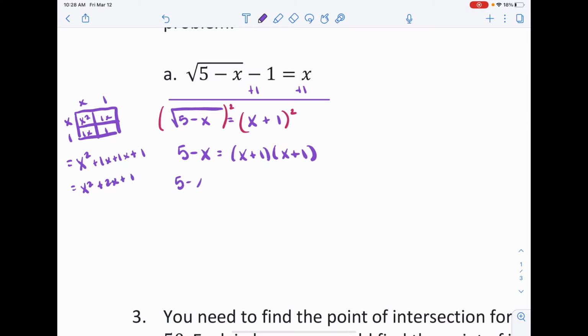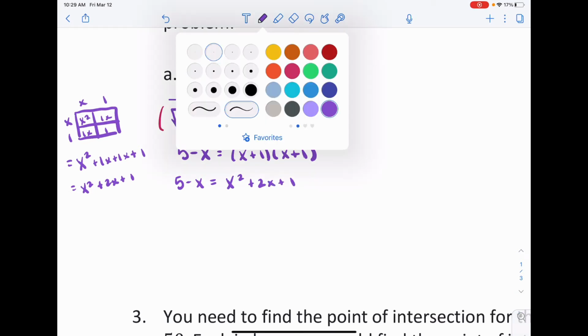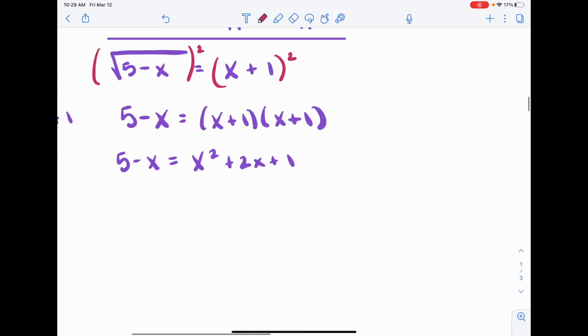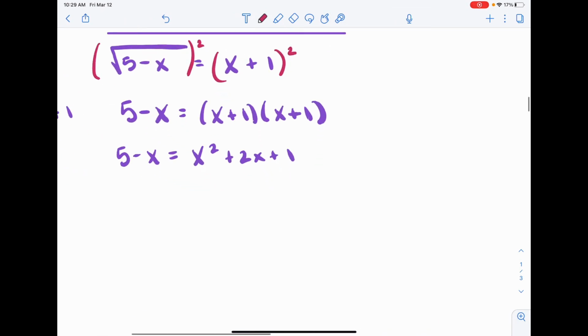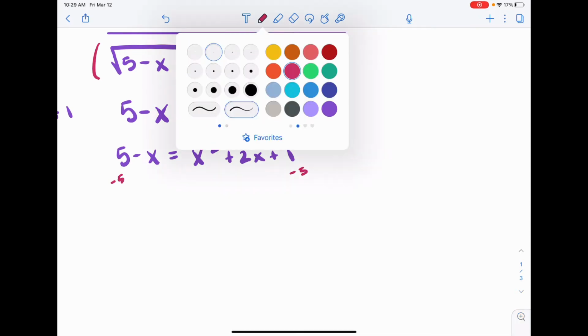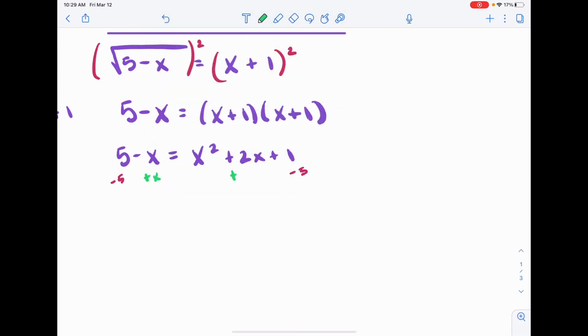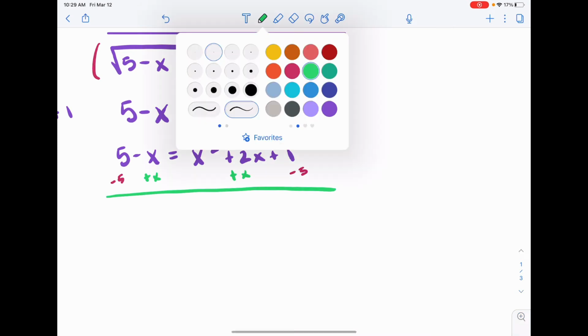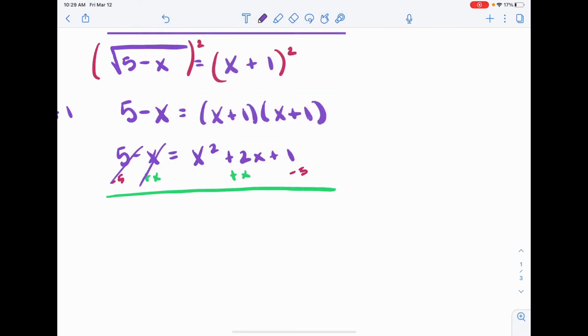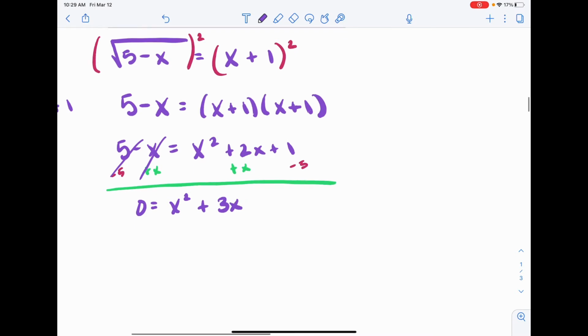So we've got 5 minus x equals x squared plus 2x plus 1. We are going to set this equal to 0 because this is a quadratic here. So we're going to subtract 5 on each side, and at the same time I'm going to add x. So these cancel, and we're left with x squared plus 3x, and 1 minus 5 is a negative 4.